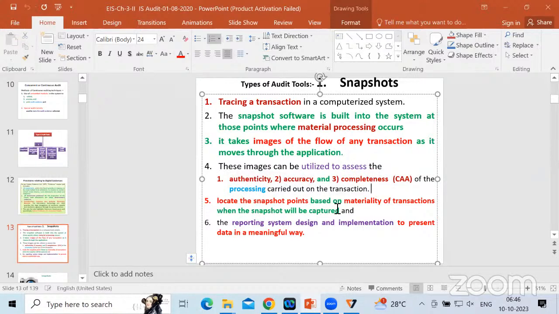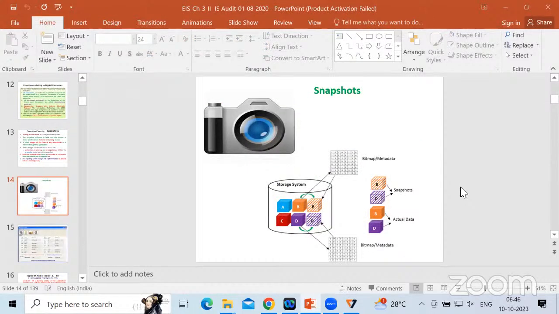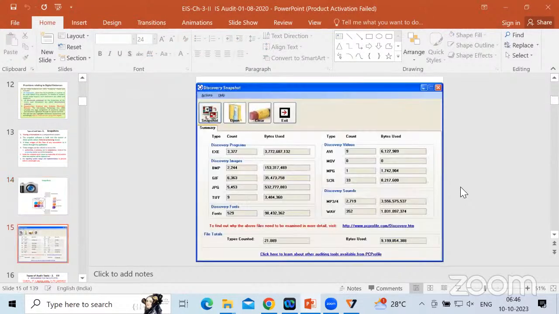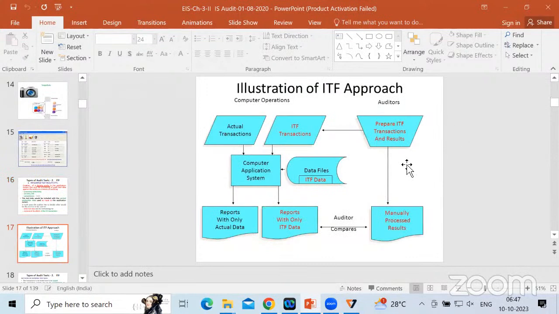Locate the snapshot point based on materiality concept. Okay, this you just go through that. I explain all this concept. This is an example of a snapshot. Now ITF, as I said, dummy entity will be there. So you just see this picture, computer operation on the left hand side I had mentioned. So computer operations.